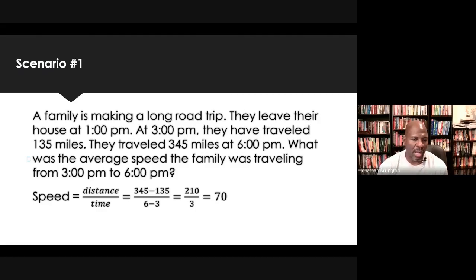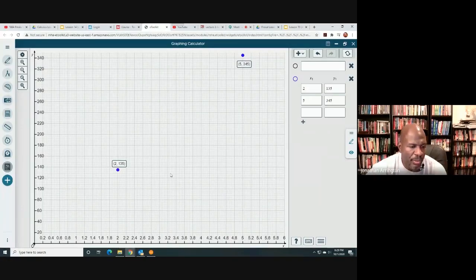If I look at a graphical representation of what we just did. So on this graph, I have 2 points that I've plotted. One is the point 2, 135. And you may say, why is the x-coordinate 2? Well, the x-coordinate represents the time since 1 o'clock. Remember, the family left their house at 1 o'clock. So at 3, that was 2 hours past 1 o'clock. So that's when t equals 2. And of course, that value was 135.